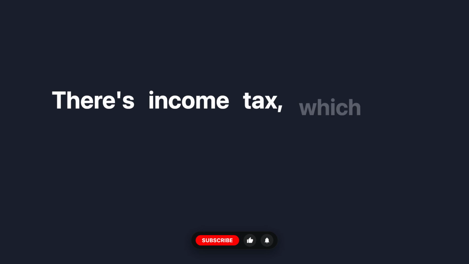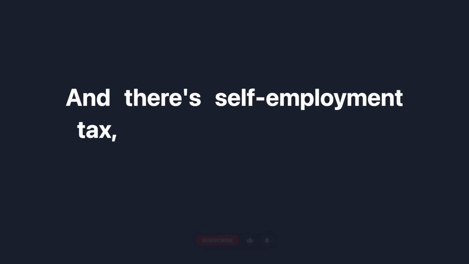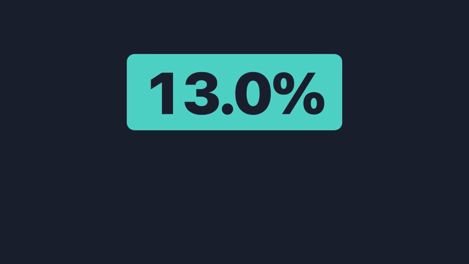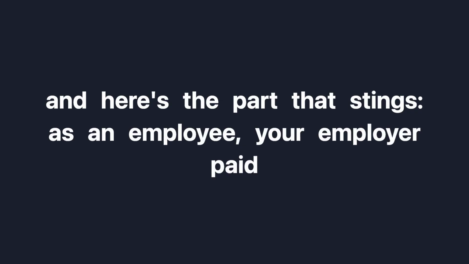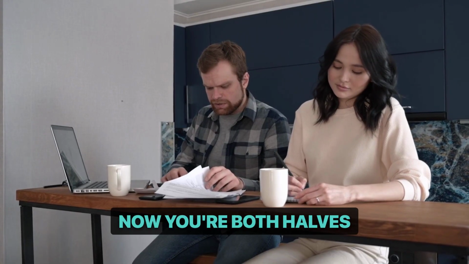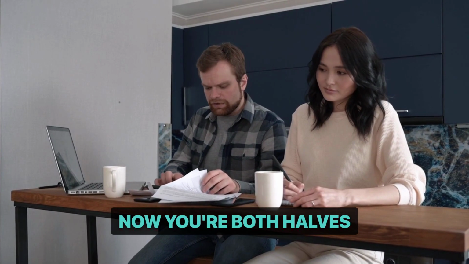There's income tax, which you already know about from your W-2 days, and there's self-employment tax, which is the one that ambushes people. Per the IRS, self-employment tax runs 15.3%, 12.4% for Social Security, and 2.9% for Medicare. And here's the part that stings. As an employee, your employer paid half of that. Now you're both halves. You're the employer and the employee. Congratulations. The mug's in the mail.